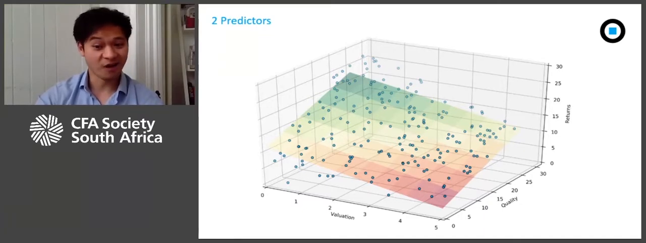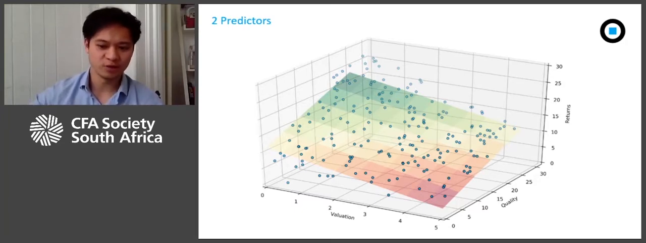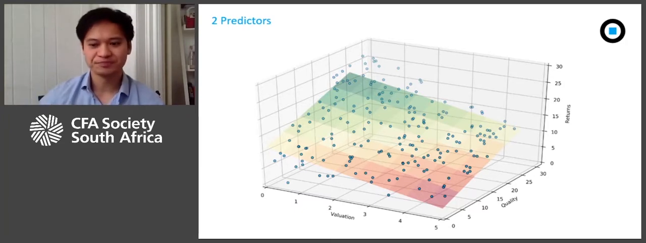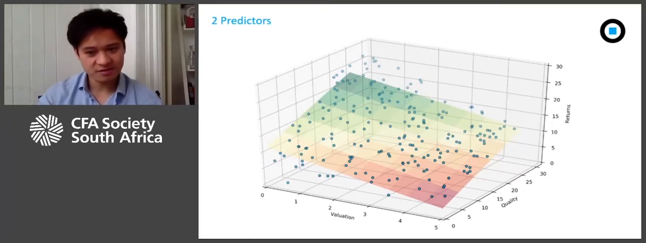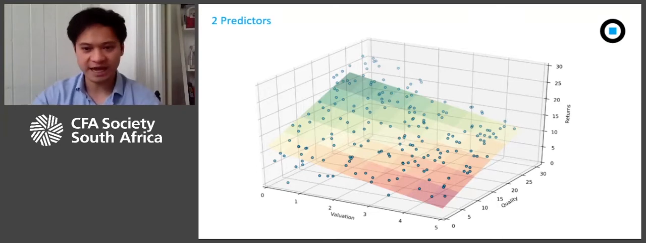So instead of a line, our model now becomes a surface. And here we can see that lower valuation and higher quality predict higher returns on their own. The chart slopes upwards with higher quality, that's the right-hand edge, and upwards with low valuation, so that's the bottom edge of the surface. But together, cheap and high quality have had by far the highest returns, and these are the points in the corner of the chart. So that's where the green area is.